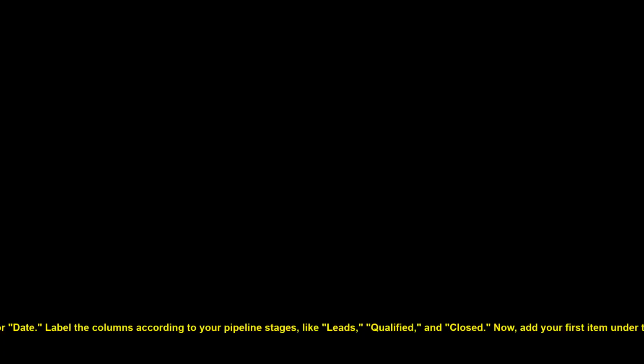Start by adding columns that correspond to your pipeline stages. To add a column, click on the plus Add Column button. Select the column type that fits your needs, such as status, text, or date. Label the columns according to your pipeline stages. You can add additional information by clicking on the cell in each column. For each item, update its status as it progresses through the pipeline stages.